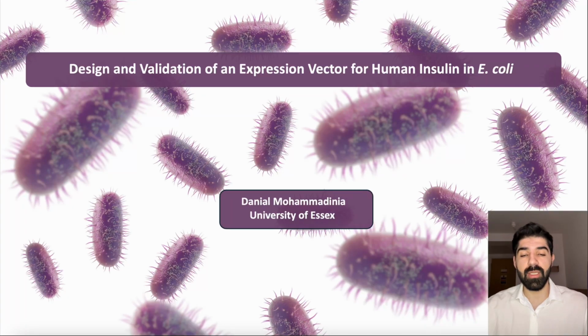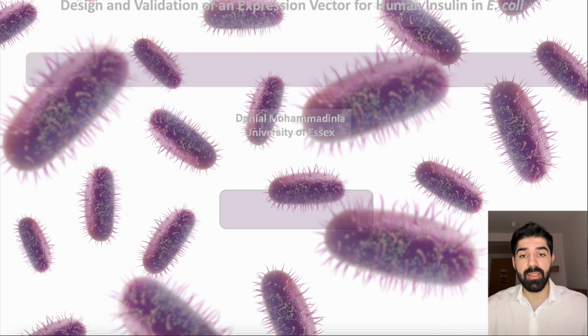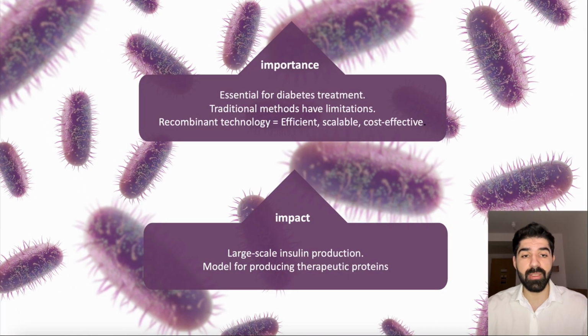This project focuses on designing and validating an expression vector for human insulin production in E. coli. Insulin is essential for managing diabetes, a condition affecting millions globally. Traditional methods like animal-derived insulin face challenges such as limited supply and high costs. Recombinant DNA technology provides an efficient, scalable, and cost-effective solution.